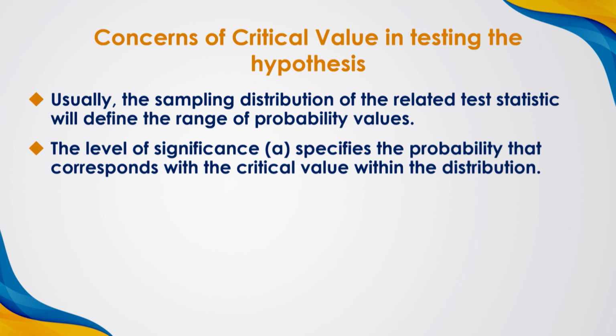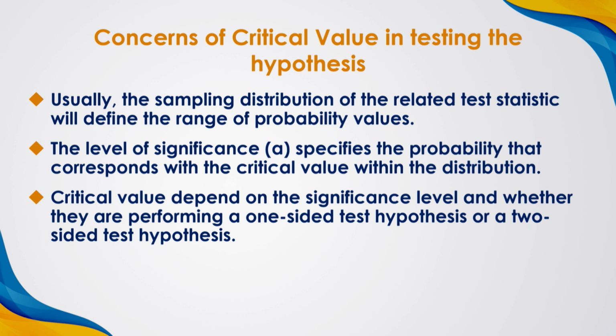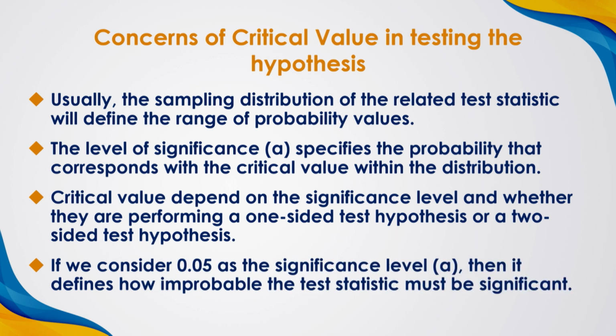The level of significance, usually denoted with alpha, specifies the probability that corresponds with the critical value within the distribution. Critical value depends on the significance level and whether you are performing a one-sided or a two-sided test of hypothesis. If you consider 0.05 as the significance level, then it defines how improbable the test statistic must be to be significant.